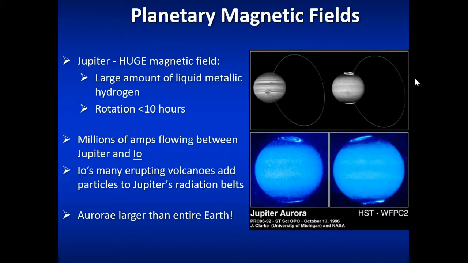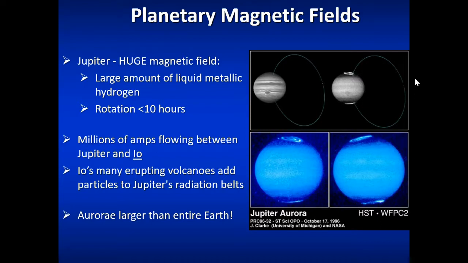As I mentioned before, Jupiter's magnetic field is huge. It has a really big liquid metallic hydrogen layer, and it rotates once every 10 hours. That is really fast for a big boy. So millions of amps of electromagnetic field are flowing from Jupiter in these invisible magnetic field lines.